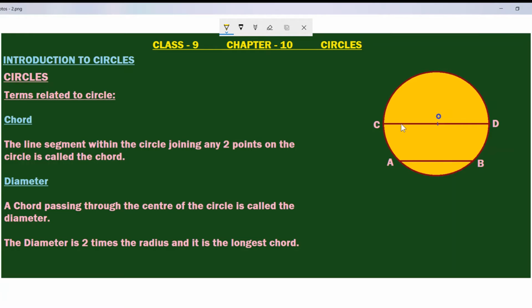And this is the diameter. Diameter is also a chord. This chord goes through the center of the circle. That is called the diameter. That means a chord passing through the center of the circle is called the diameter. Here C and D is also a chord, but this chord goes through the center. This is the diameter and this is the longest chord of the circle. Diameter will be the longest chord of the circle. Let's move on to the next page.